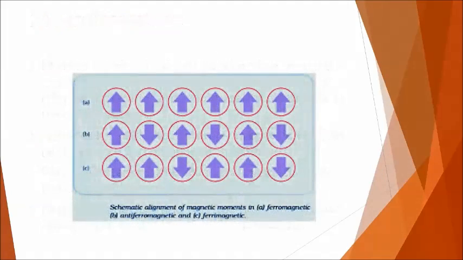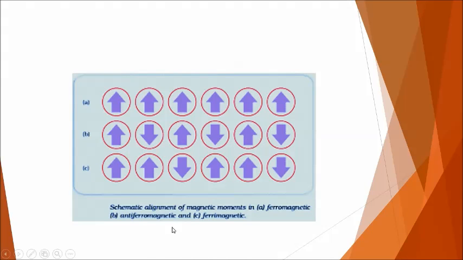And the alignment can be explained through this diagram. In the first diagram, you can see the domains are in the parallel position. All the domains are in the upward direction, so it is ferromagnetic in nature. In the second one, the domains are alternately arranged: one up, the next one down, like that. Parallel and anti-parallel you can see.